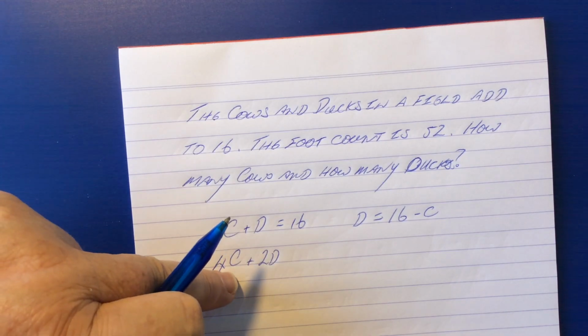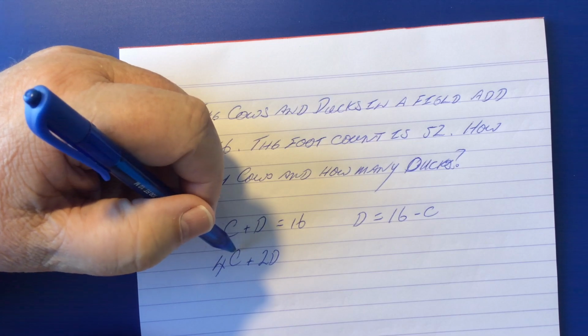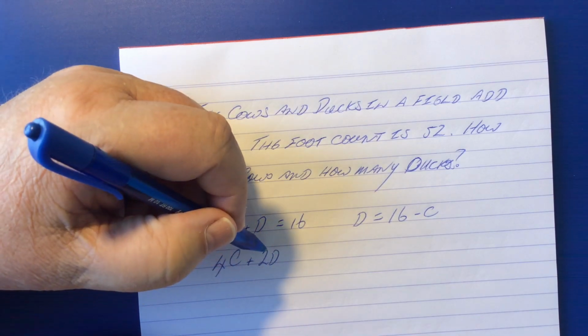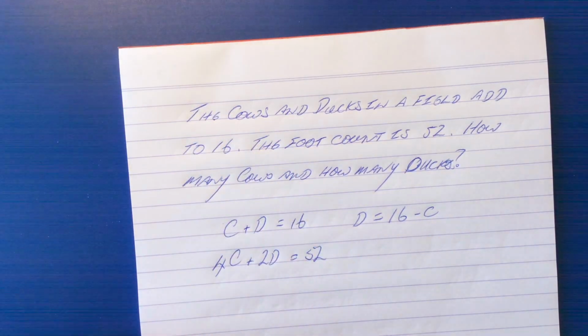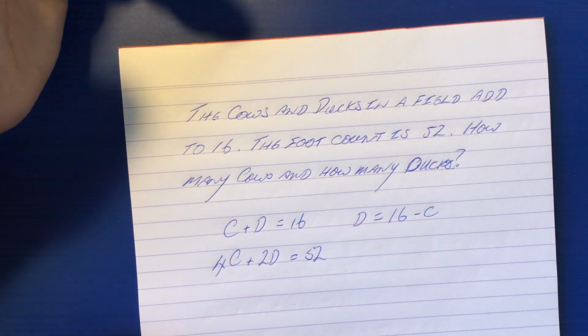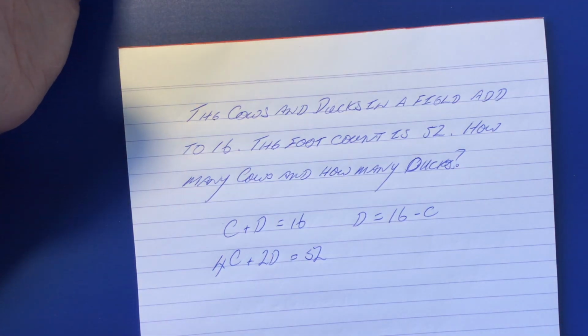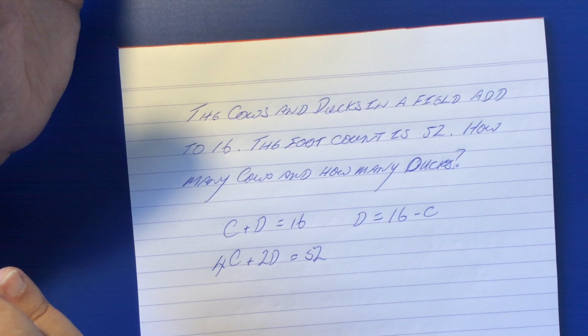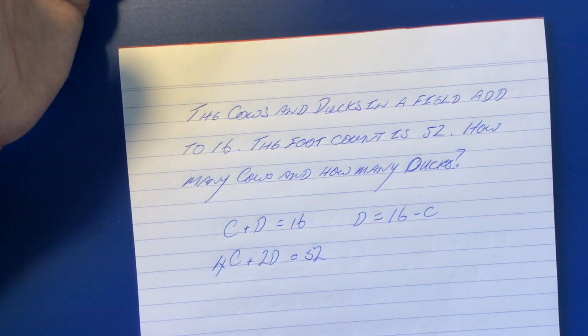So a cow has 4 feet. So an expression for the cow's feet is 4c, and for the ducks is 2d, and that comes to 52. Now, I might have been able to get that far. I can't remember. But the question is next, what do you do?